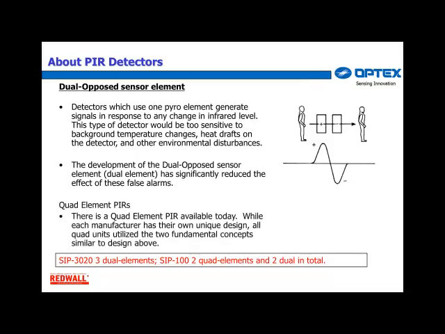Quad element detectors further enhance the reliability of detection. In the Redwall series, the SIP 3020 has three dual element sensors, one each for far, near and creep zones, and the SIP 100 has two quad element and two dual element devices.